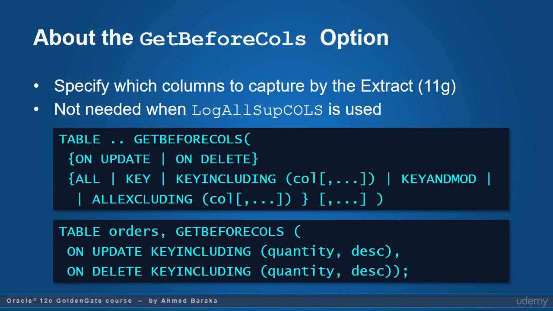Oracle GoldenGate 12c provides the parameter LOGALLSUPCOLS that I talked about in the previous slide. If you use it, you can omit using the GETBEFORECOLS option. The example in the slide is showing how to instruct the extract process to capture the before image values of the columns quantity and description in the table. The values of the key columns and the updated columns will automatically be added.